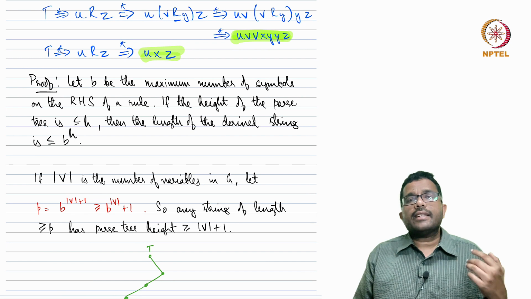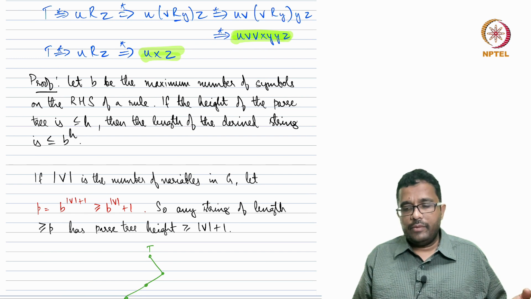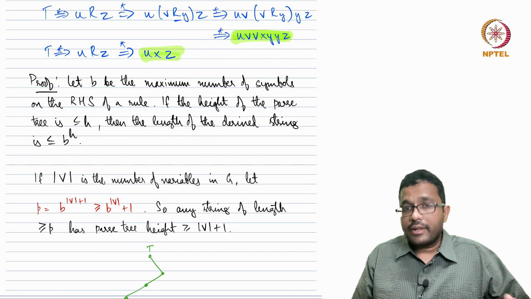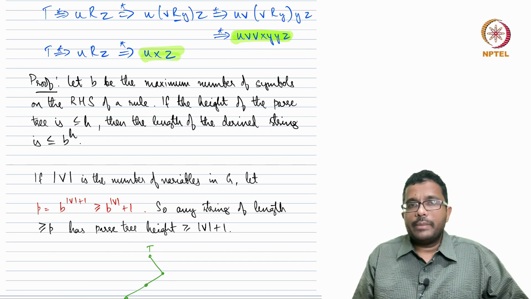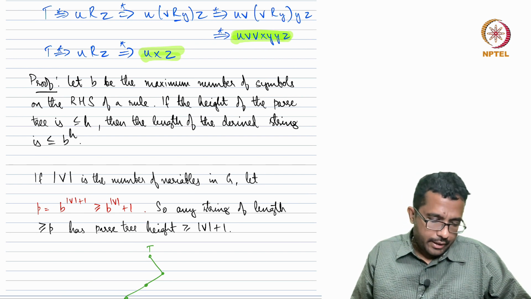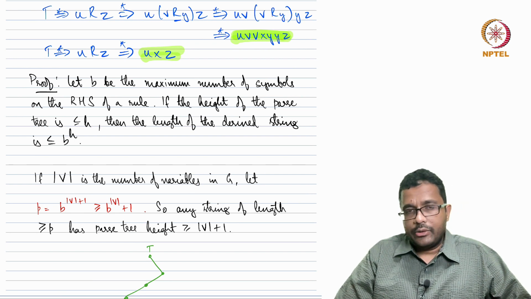For instance, if it is Chomsky normal form, we know that for any rule, the right hand side has at most 2 variables or a single terminal. So we know that B is 2. In case of a general context free grammar, I am just calling it B. It could be 3, it could be 10.